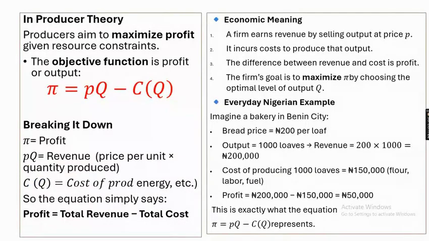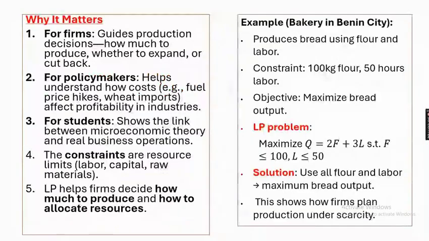Imagine a bakery in Benin City. Bread sells for 200 naira per loaf. Producing 1,000 loaves costs 150,000 naira, giving revenue of 200,000 naira and profit of 50,000 naira. This simple equation, pi equals PQ minus C of Q, captures the essence of producer optimization, balancing revenue and cost to achieve maximum profit.